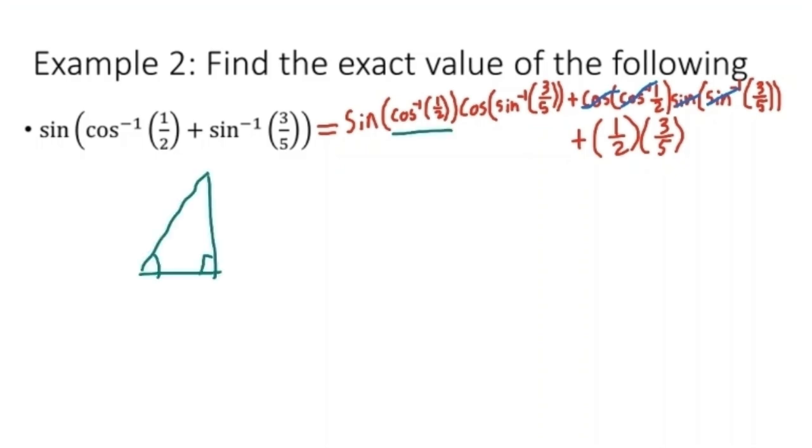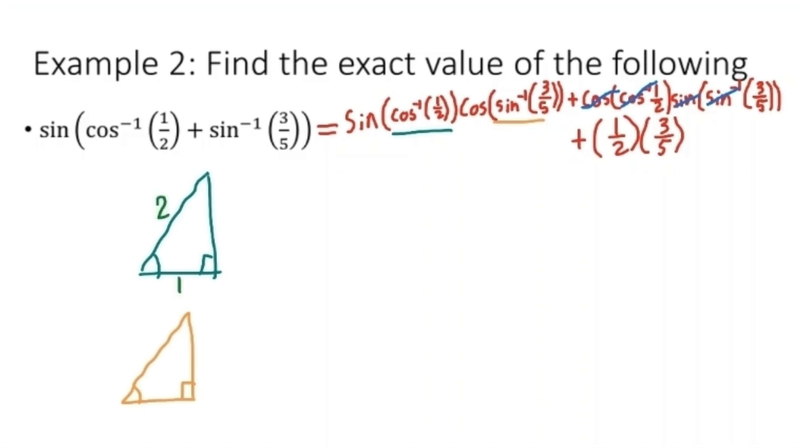Our triangle for cosine inverse of 1/2 I'll put in green, and the one for sine inverse of 3 over 5 will be in orange. I do need to make two separate triangles since cosine inverse of 1/2 and sine inverse of 3 over 5 are most likely different values and do not add up to 90 degrees, so they may not fit in the same triangle.